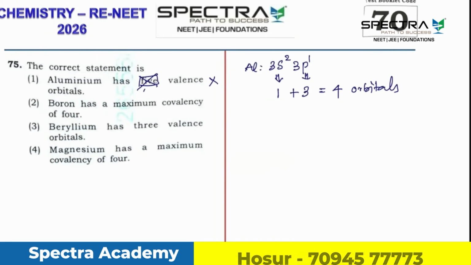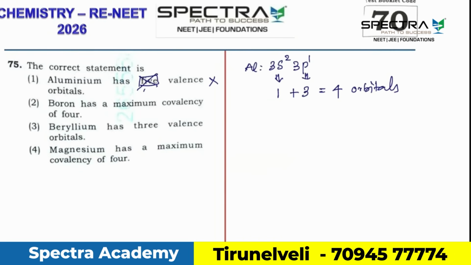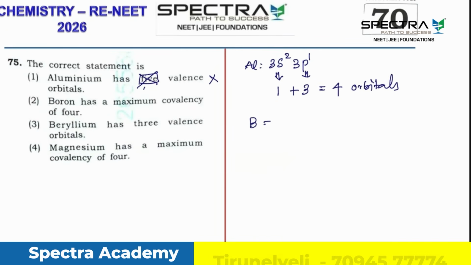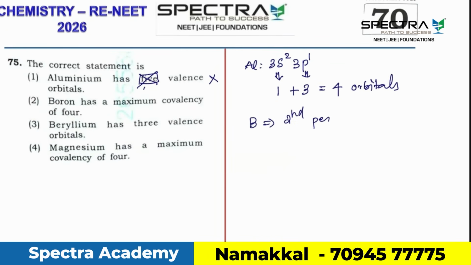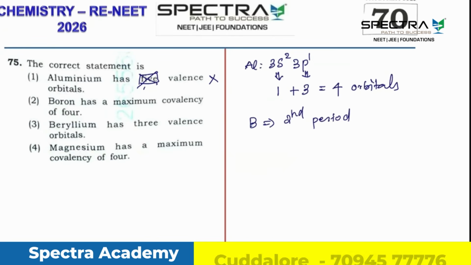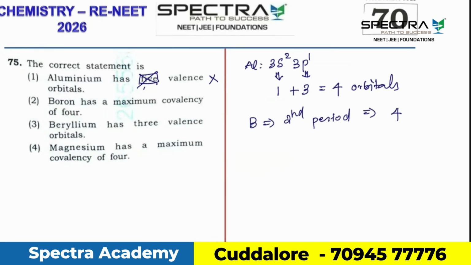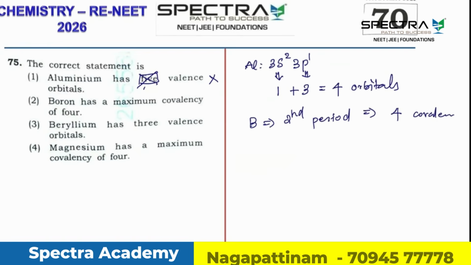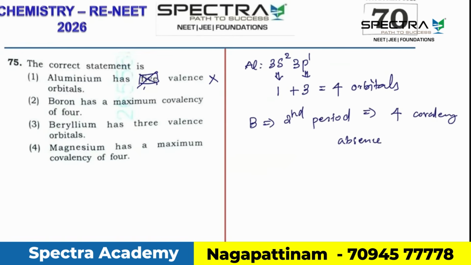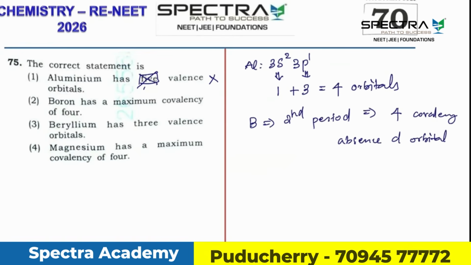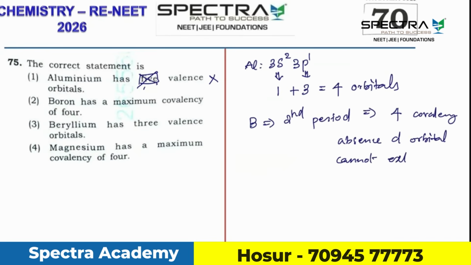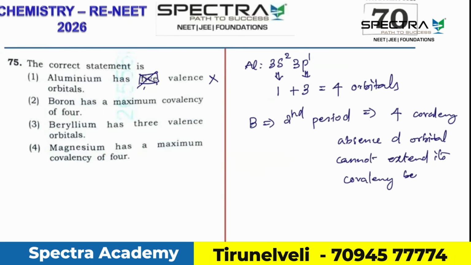Next statement is option 2. Boron has a maximum covalency of 4. We know that boron belongs to the second period elements. The maximum valency or covalency of second period elements is restricted to 4. Why? Because they do not have a vacant d orbital. Due to the absence of this vacant d orbital, it cannot extend its covalency beyond 4. So statement 2 is correct: boron has a maximum covalency of 4.